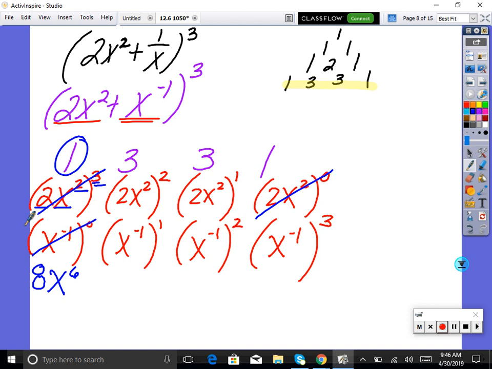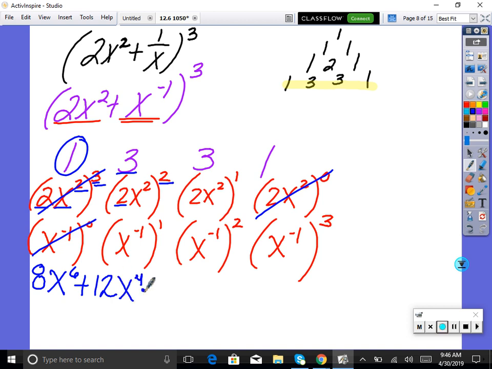Okay, let's move on to the next term. Now here we have a 3, we have a 2 squared, so isn't that 3 times 4? So 3 times 4 is 12, so plus 12. And then we have an x to the 4th, don't we?